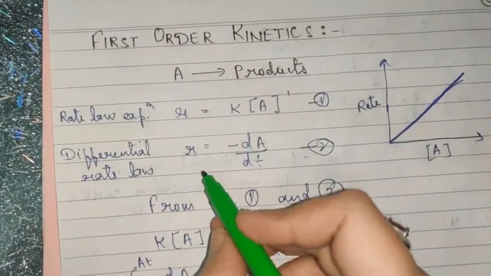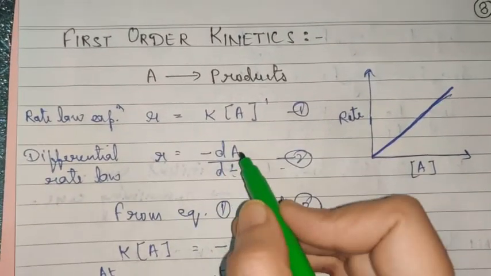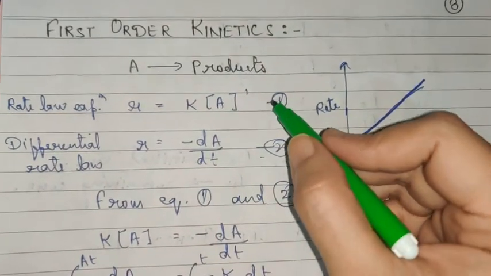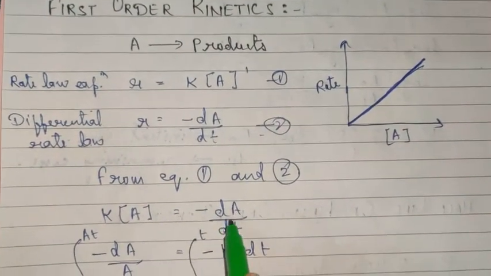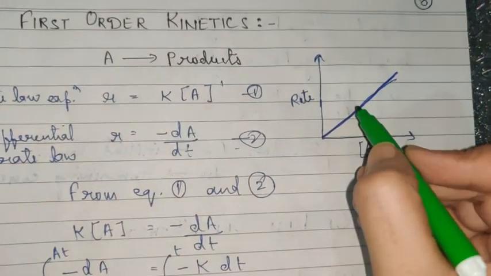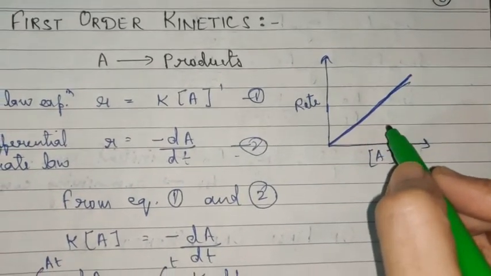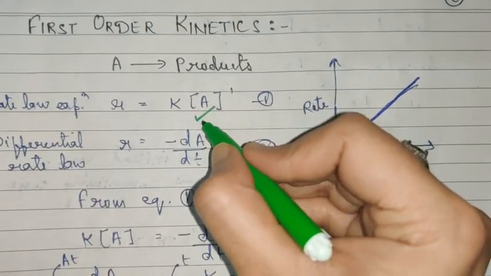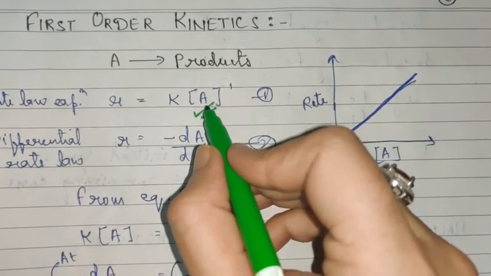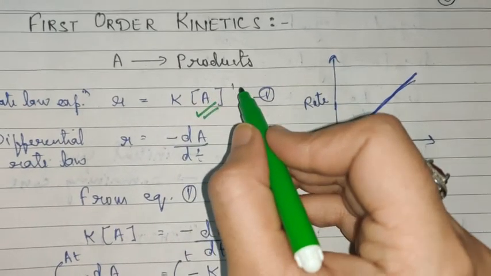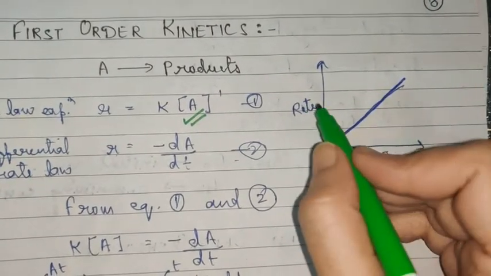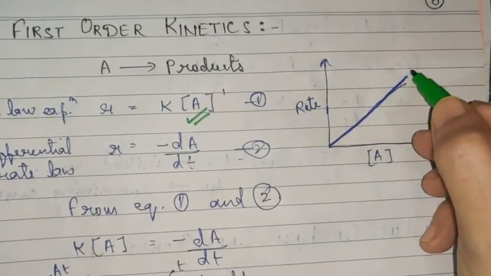And in differential rate law, how do we write it? R is equal to minus dA upon dt. So we have these two equations, and again we will equate these two equations as I have done here. But before moving ahead with this derivation, first of all try to understand this graph. This graph is for this expression where rate of reaction is directly proportional to the concentration of A, since the power is raised to the power 1. So here you can see that since they are directly proportional, it will be indicated by a straight line like this.